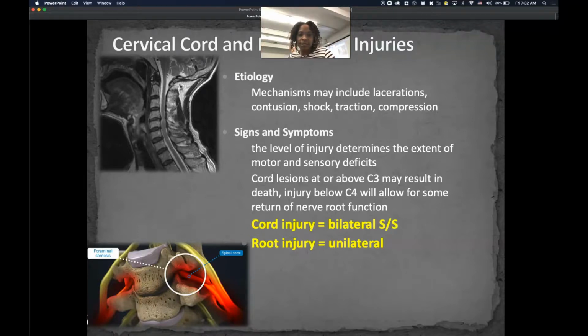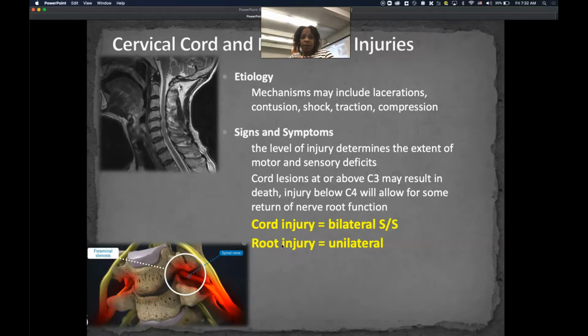So one way to think about this is, is it a cord or is it a root injury? In other words, is it a spinal cord injury or is it a root injury? If it's a spinal cord injury, then the signs and symptoms are going to be bilateral. So that patient will come in and say, I have pain on my right and my left side. If it's just a nerve root injury, then they're only going to have pain on one side. So that patient's going to come in and say, I have numbness and tingling on my right side. If I say numbness and tingling on my right and left side, then we're thinking, okay, the spinal cord has to be impacted, because both nerve roots are compromised, okay?